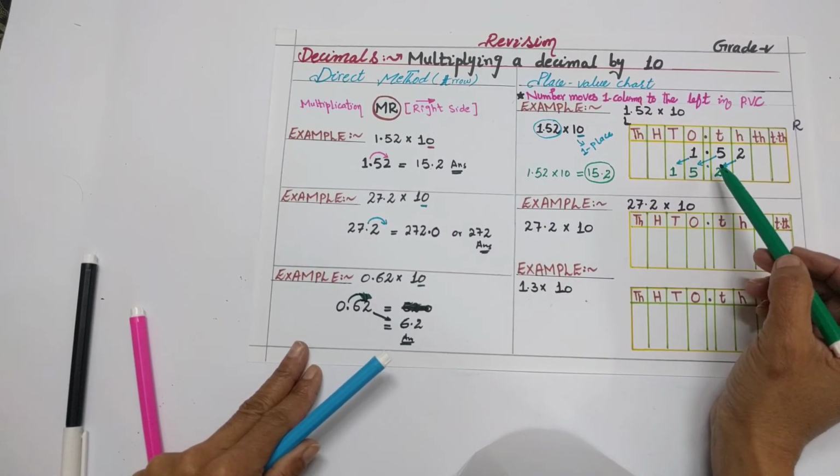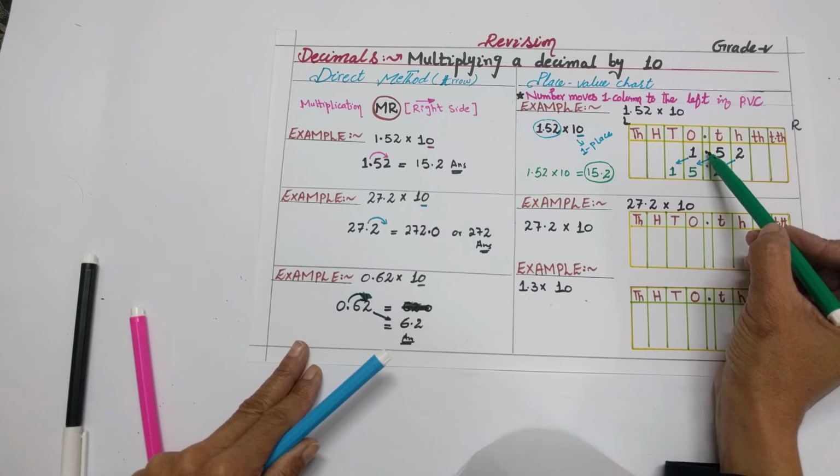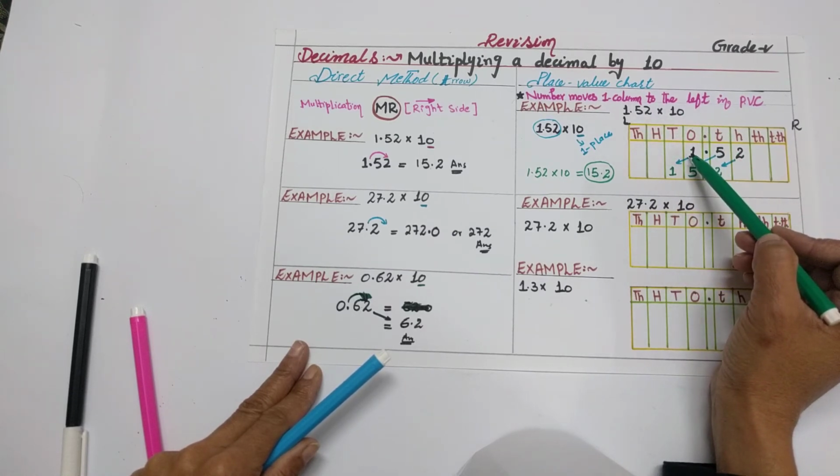So how can we place the number in the place value chart? Firstly, you will put the decimal in the place value chart, then you will start from the right side and then you will move to the left side.